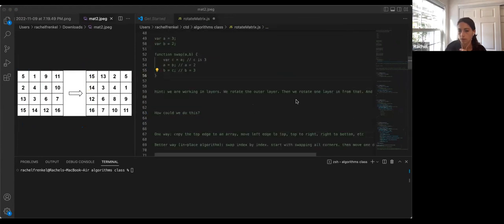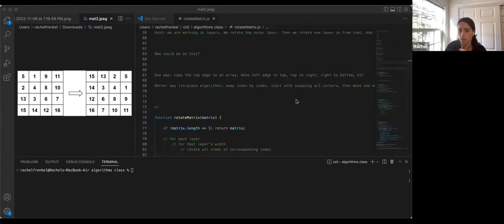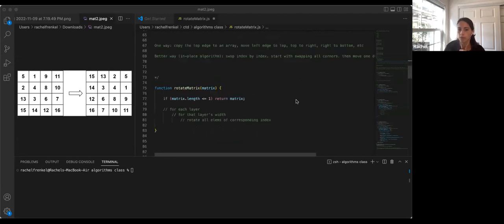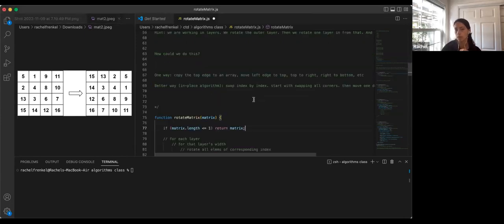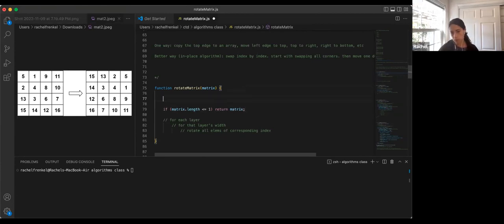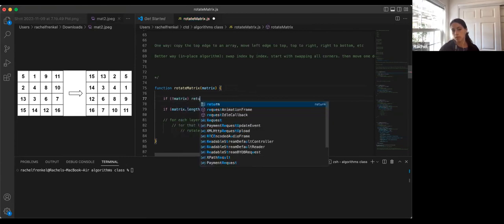Okay. So here is our dummy function, rotate matrix. First, what's our base case here? If the matrix doesn't exist, we should return false or return something. You can put that in. If there's no matrix, just return.